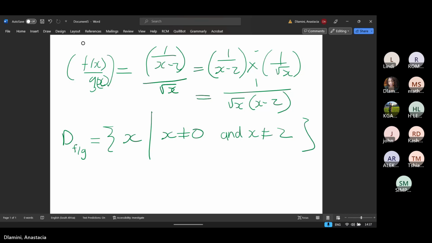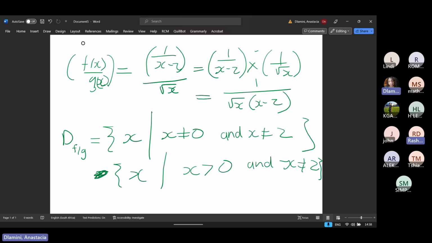Someone? Oh, you want another one? Remember, I always want 2 answers. Okay, x, element, x must be greater than 0. And x must not equal 2. So there are 2 answers here. Sorry, I need to add equals to 0.